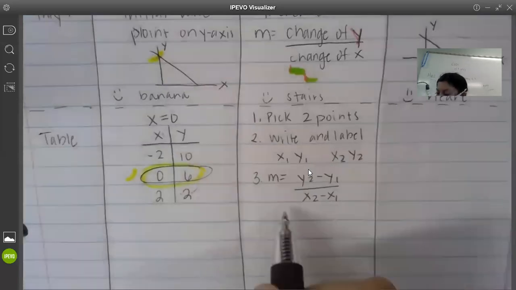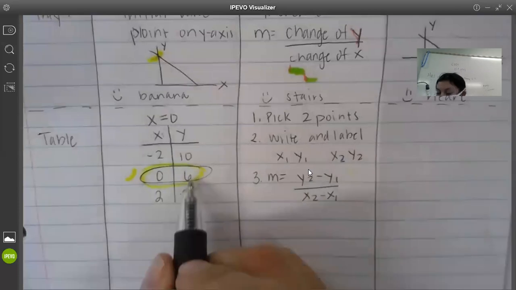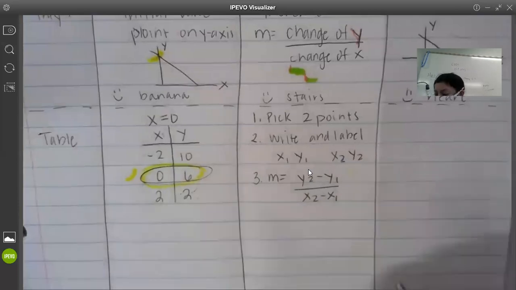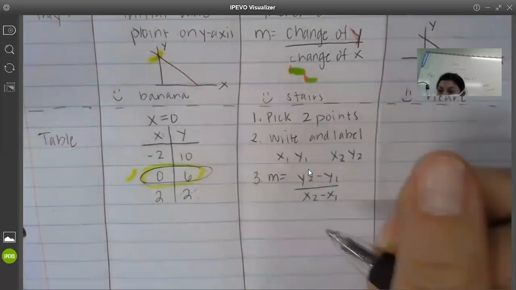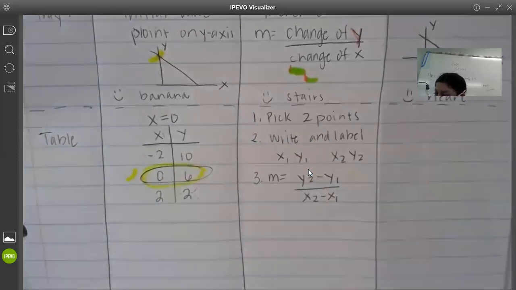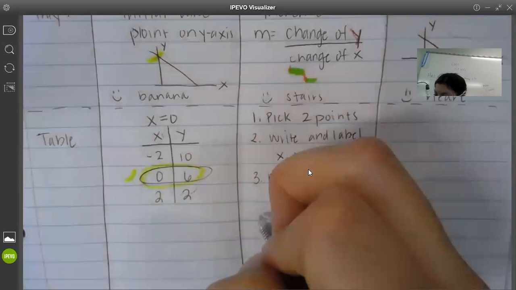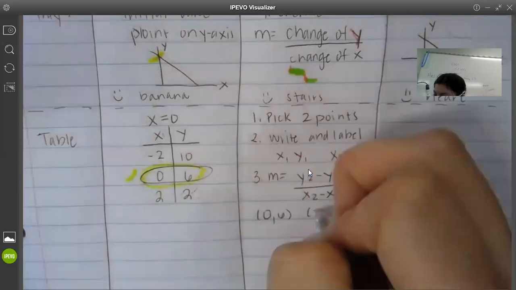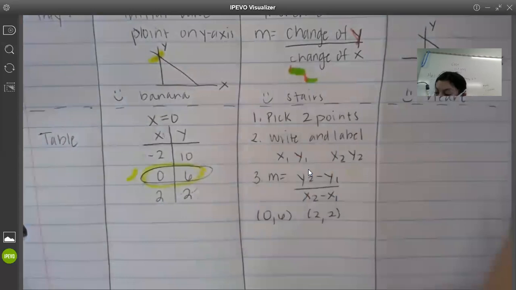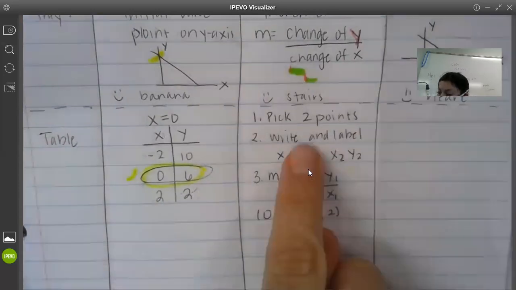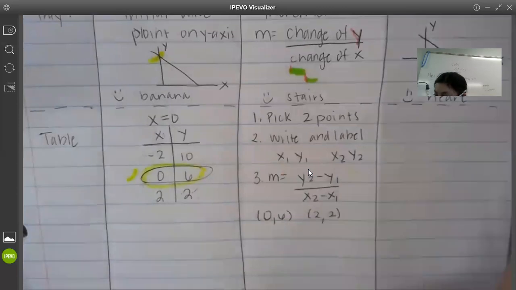I'm going to pick 2 points. I'm going to write them down. I'm going to pick these 2 points. Doesn't matter which one you pick, but I'm going to pick these 2. And we're going to do it twice so you can see that there's no difference. All right, so I'm going to write them down. 0, 6, 2, 2. And then I have to label like how I have it here, x1, y1, x2, y2. I have to do that.